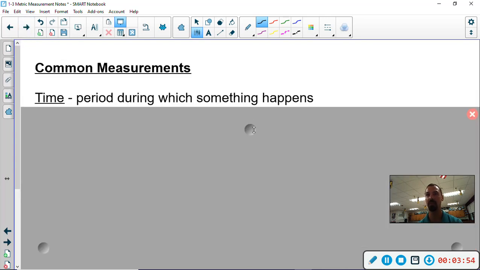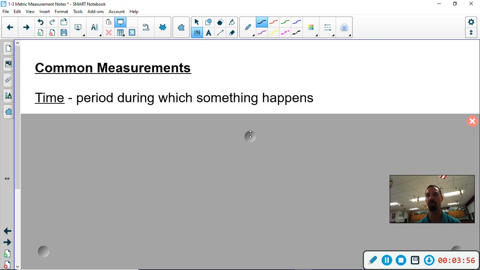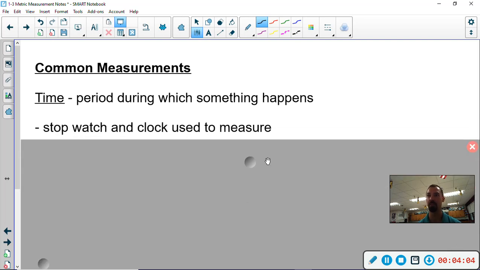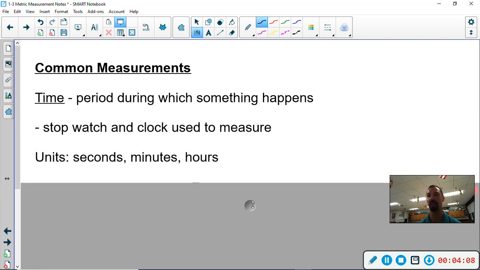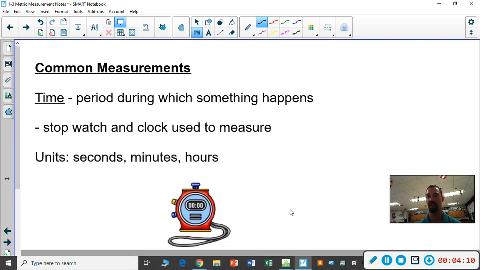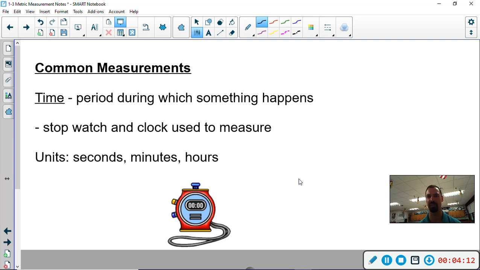All right, common measurements. So throughout science, we're going to use different measurements in different situations. So time is a period in which something happens. We just simply use a stopwatch or a clock to measure this, and units could be seconds, minutes, hours. There's also milliseconds. All right, if you're a track person, you always go down to really precise answers with that. All right, but that's time.